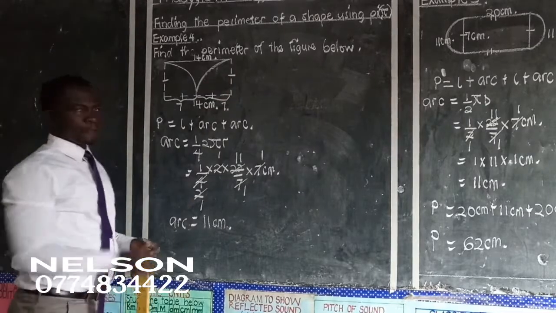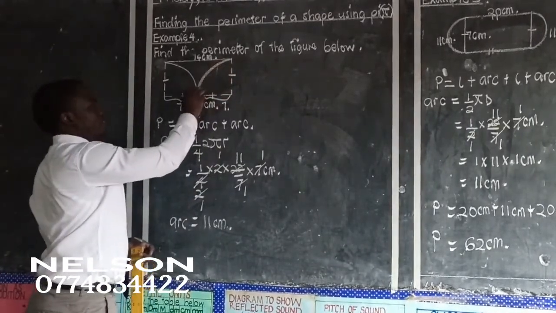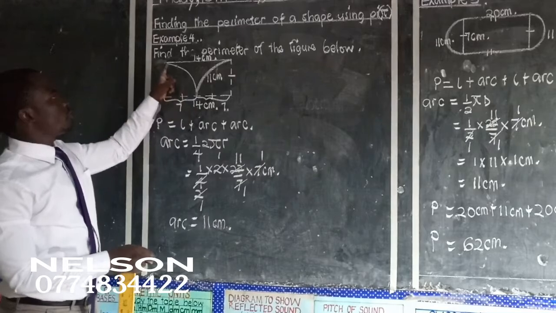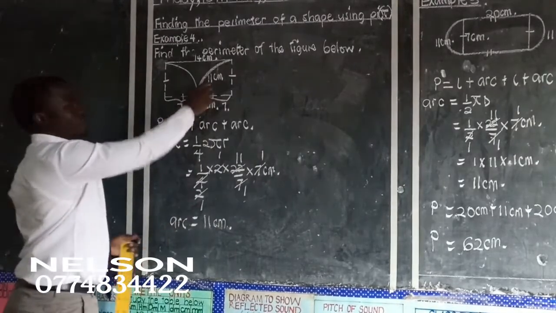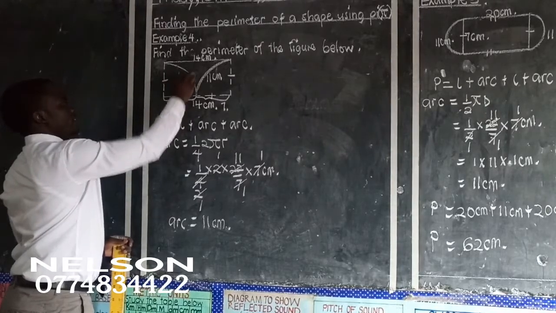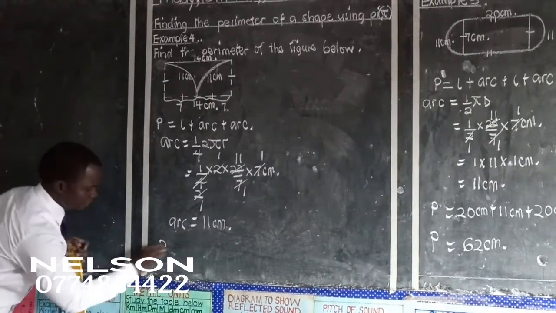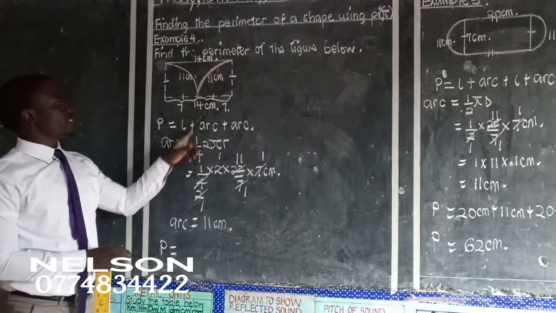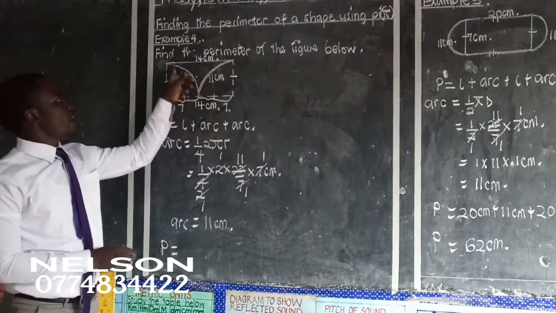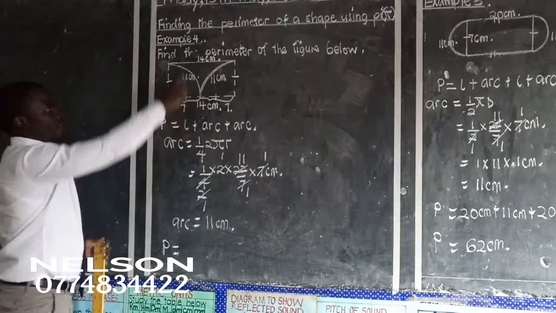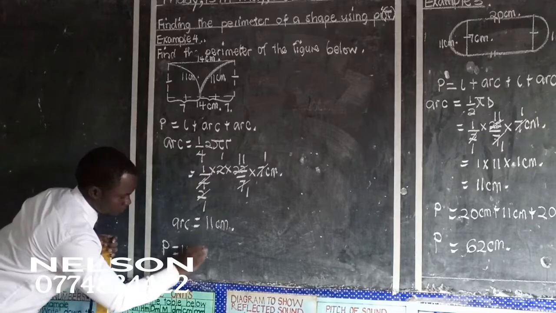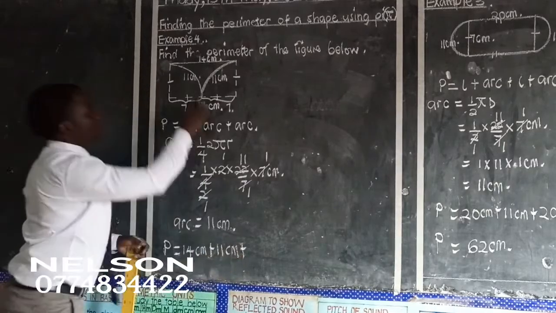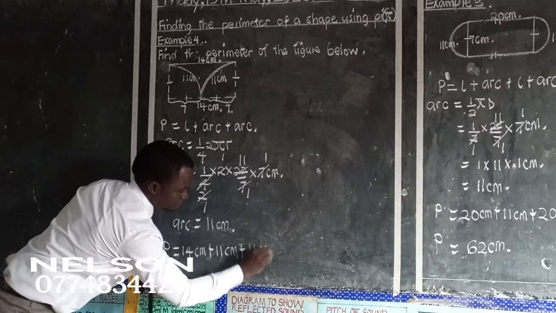So class, this arc here is 11 centimeters. And remember, this arc here is equal to this arc. So if this is 11, this is also 11 centimeters. So now our perimeter, if we go back to our formula, equals length plus arc, which is this, plus arc, which is this. So our length is 14 centimeters, plus this arc, which is 11 centimeters, plus another arc, which is 11 centimeters.